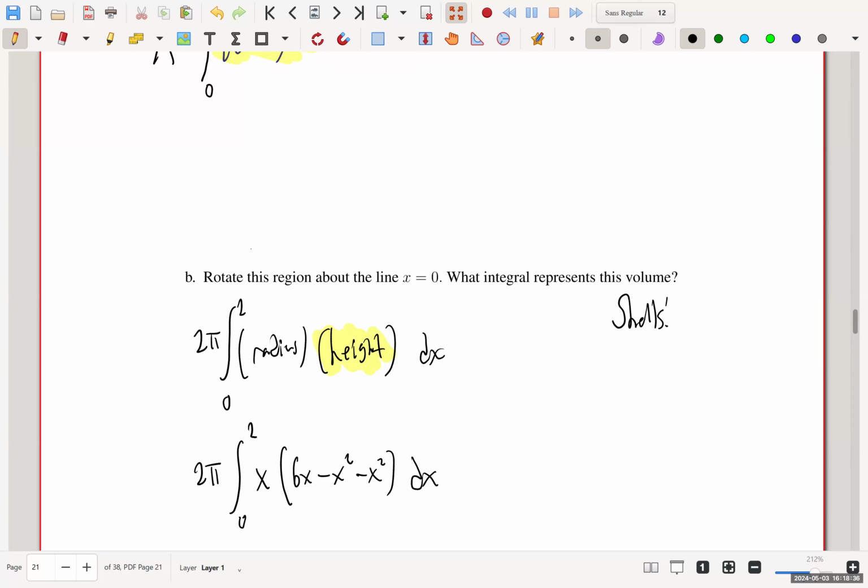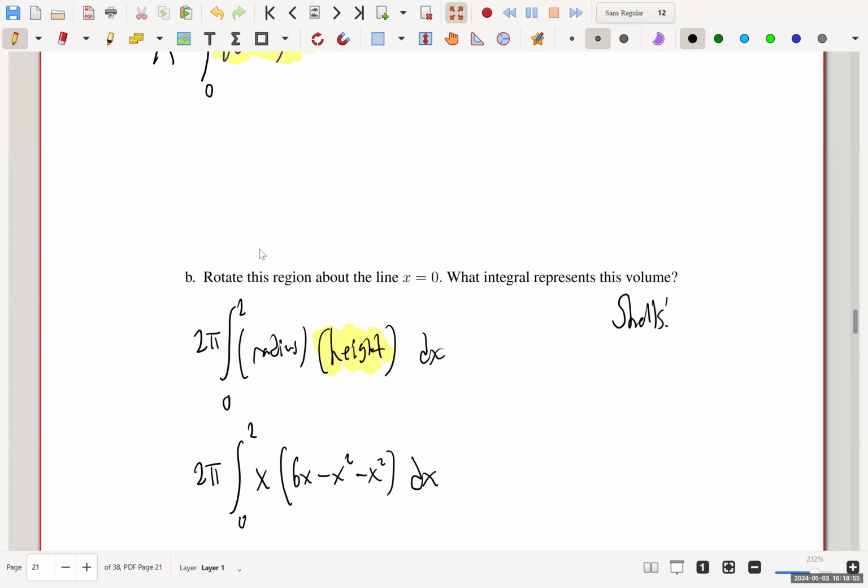Any questions on the shell construction? Shells are parallel, okay?